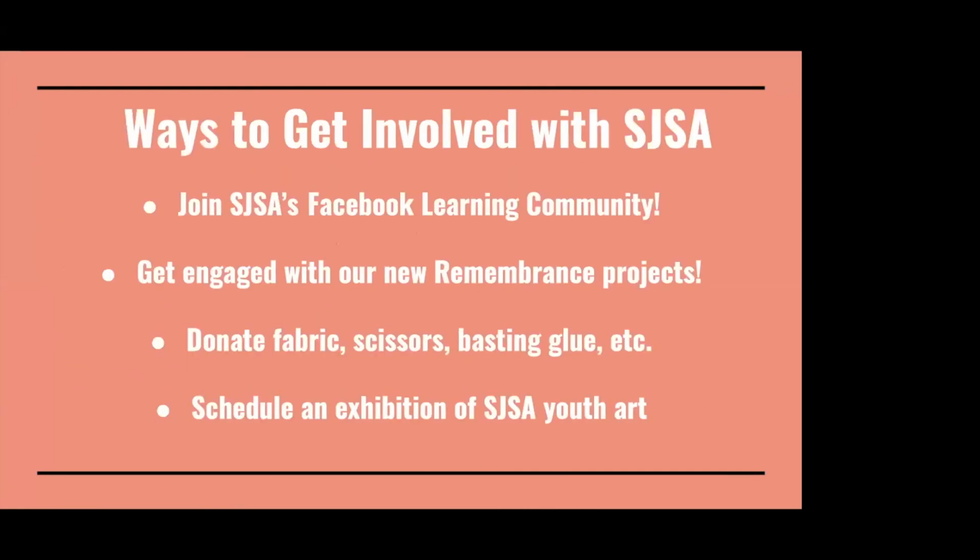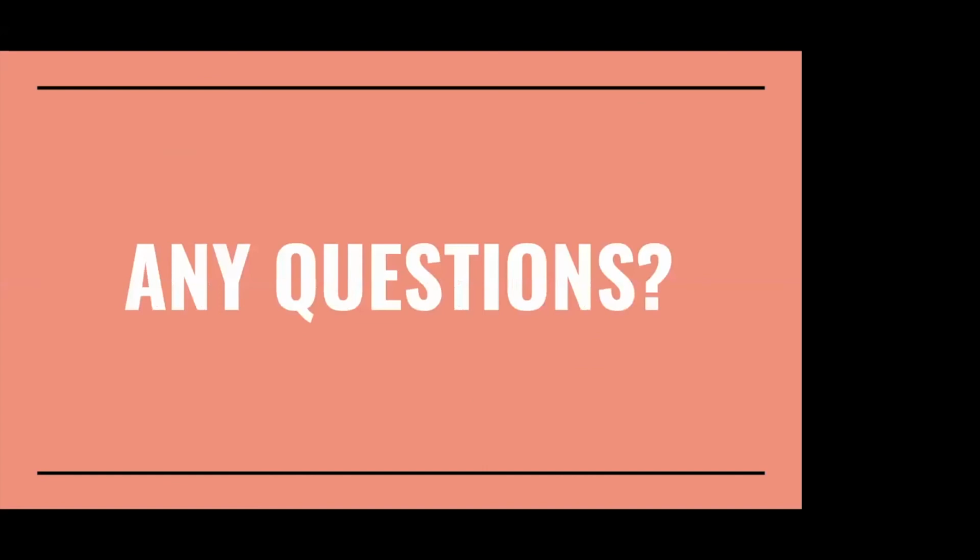Ways to get involved with SJSA. We have an amazing Facebook learning community where we post learning. We have a resource guidebook on our website that I encourage people to read. I'd encourage you to make a quilt, make a banner if you don't have time to make a quilt, donate fabric, scissors, basting glue, or money, or schedule an exhibition. We've got banners, we've got quilts. If you work at a library, community center, college, anything, we can bring quilts anywhere. Shipping is kind of expensive, but once you see the quilts, it's worth the shipping. And with that being said, are there any questions?